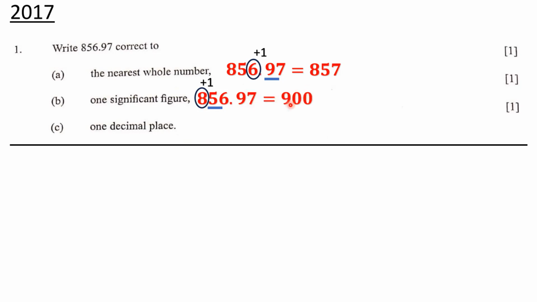Now we have to write 856.97 correct to one decimal place, which basically means we have to round this to the nearest tenth. So we have to circle 9. 9 is the first number to the right after the decimal point. And so 9 is definitely in the tenths place. And so we underline 7, and we see that 7 is greater than 5, so that means we have to add 1. So 9 plus 1 is definitely 10. And so we put the 0 at the back, and we add the 1 to 6. And so that means that this is going to be 7. And so it's going to be 857.0.